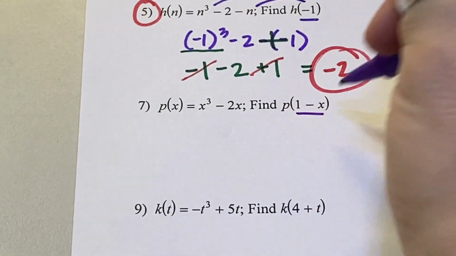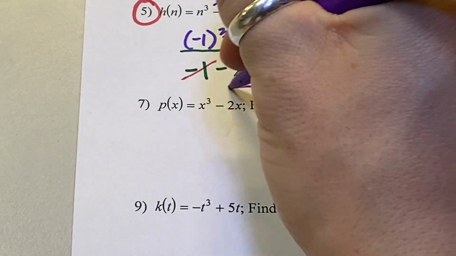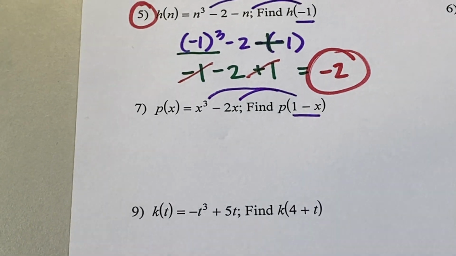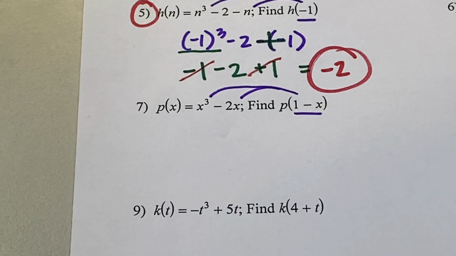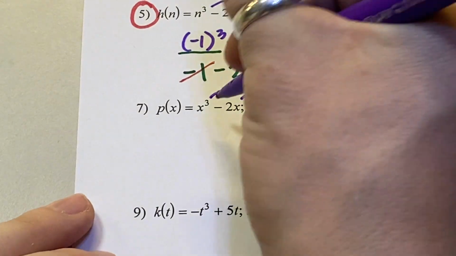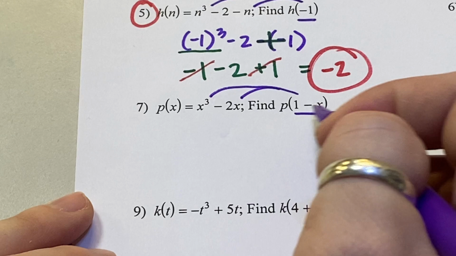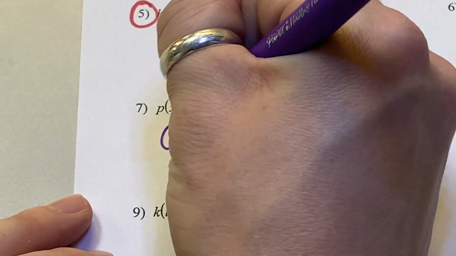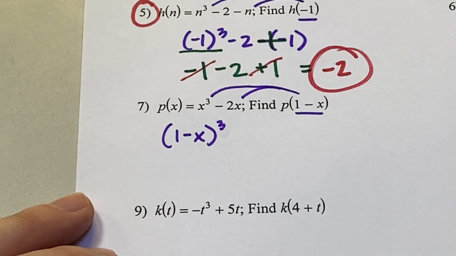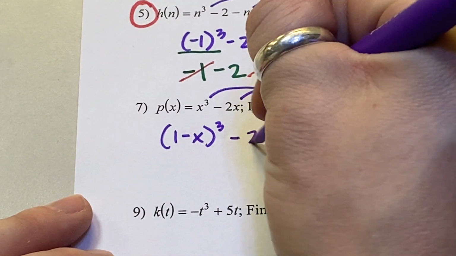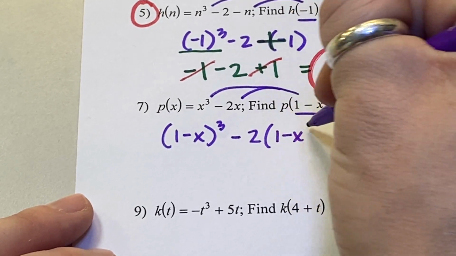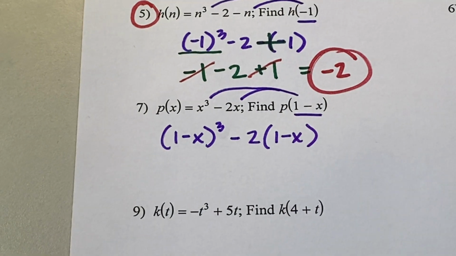Okay, so I need to take 1 minus x and plug it everywhere I see an x here. This might get a little messy looking. That's okay. The rules don't change, it just gets a little bit messier. Okay, so here's what I have. Instead of x cubed, I now have my piece, 1 minus x cubed, minus 2 times x, well now it is minus 2 times 1 minus x.